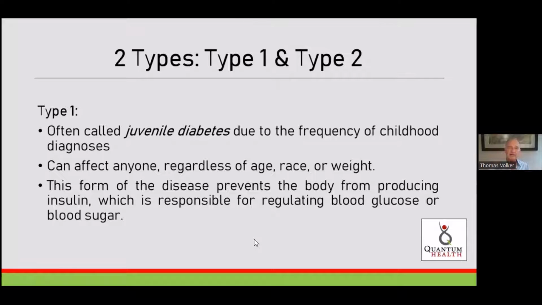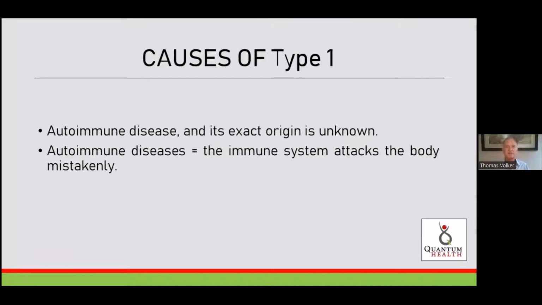So if you lack that insulin, then the glucose cannot be entering the cells, and then there's no energy for the cells. At the same time, the glucose in the blood increases, and that can be very detrimental. Now, what causes the type 1? It's usually an autoimmune disease, and it's why it starts in some people and not in other people. That exact origin is not known.